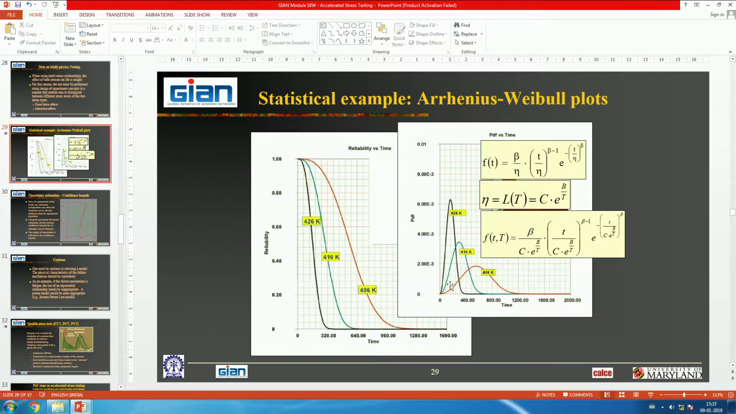So if I use this model and plot it at different values of temperature, 406, 416, 426, I start to get these distributions at different temperatures. And you can see that the mean time to failure keeps changing as the temperature gets smaller and smaller. Okay? So this now becomes a stochastic physics acceleration model.